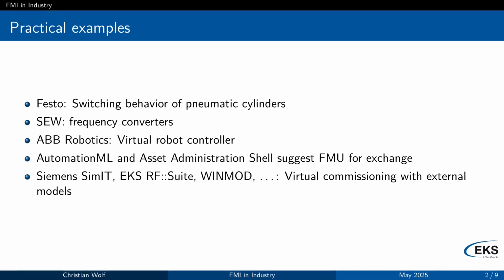FMI is already used in industry. Some examples are Festo, who describe the switching behavior of their pneumatic cylinders using FMUs, SEW using frequency converters, or providing models for their frequency converters. ABB Robotics provides complete virtual robot controllers as FMUs, and even the big Industry 4.0 formats, AutomationML and Asset Administration Shell, suggest FMU for exchange of simulation models.